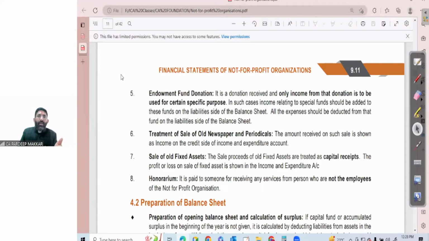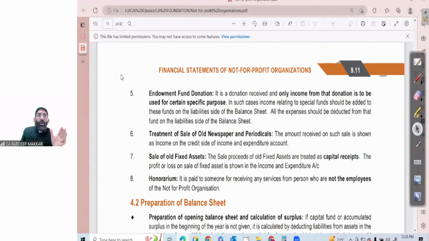Old fixed asset sale, we know it very well. Any receipt from the sale of a fixed asset is a capital receipt. But if any profit or loss occurs on such a sale, then that will be entered in the income and expenditure account, as we record it in the profit or loss account. We know it very well. Any profit or loss on sale of a fixed asset is entered in the profit or loss account. Same here, we will enter it in the income and expenditure account.